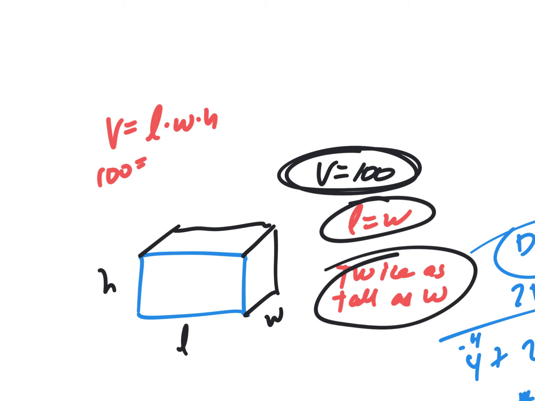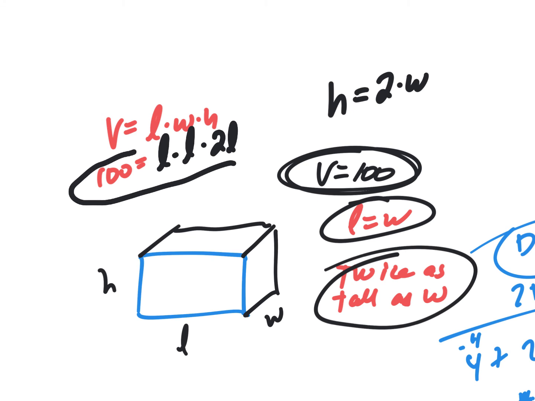If length equals width, couldn't I just call this length times length? And then if the height is twice as tall as it is wide, if I wanted to write that separately, it would be height is twice as big as the smaller one, which is W. Then I could replace H with two W's. But W's are the same as L's, so I could replace H with two L's. Did you get it down to 2L to the third equals 100?